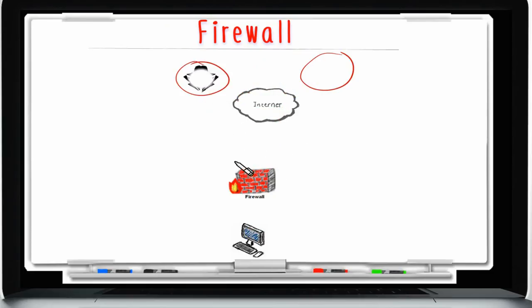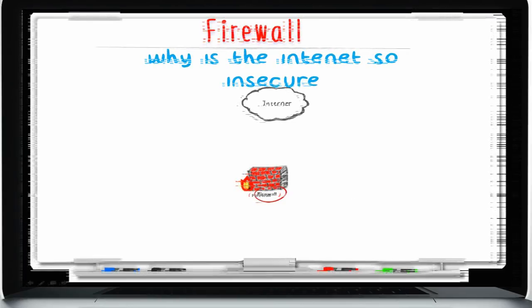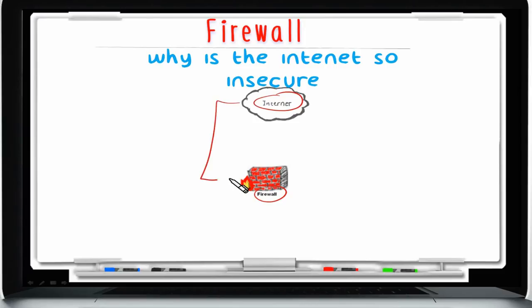A question often asked is, why is the internet so insecure? Why are protocols and systems so vulnerable to attackers? And so to fully understand why the internet is so insecure, we need to step back here for a minute. Because you cannot talk about the firewall without talking about the internet. And so you can say that the firewall was invented to secure the internet. Because without the internet, there would really be no need for a firewall.